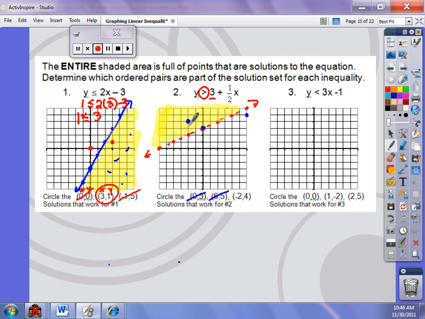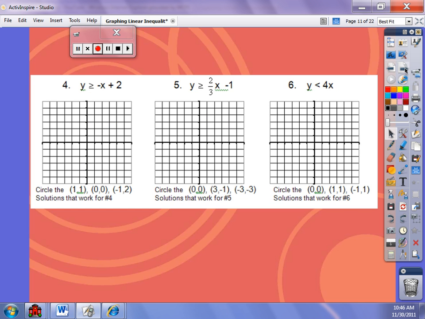(-2, 4) falls right here. Notice that is in the shaded region. So this would make a true statement had I plugged it in and checked it that way. Okay? So the other ones on this page are just like that.